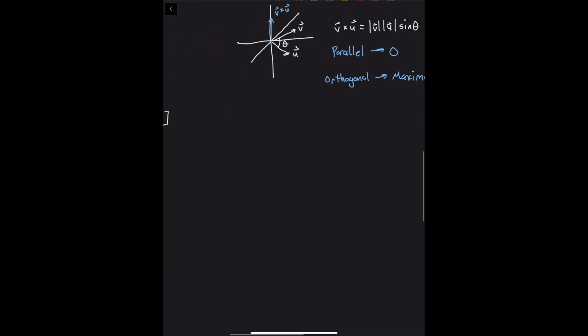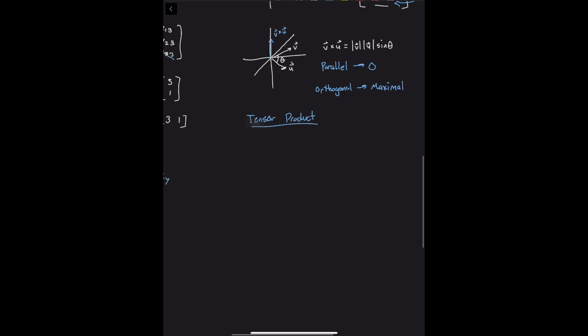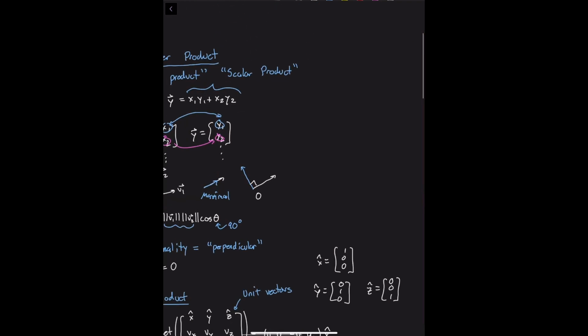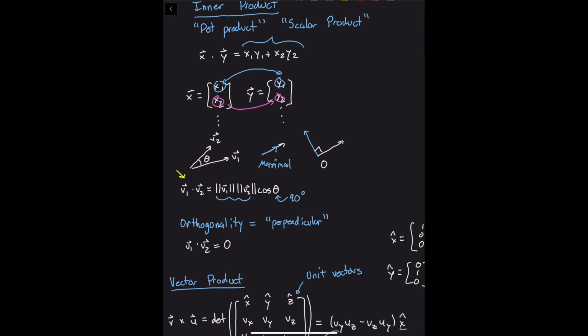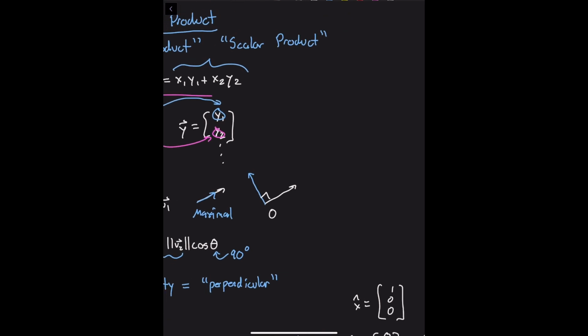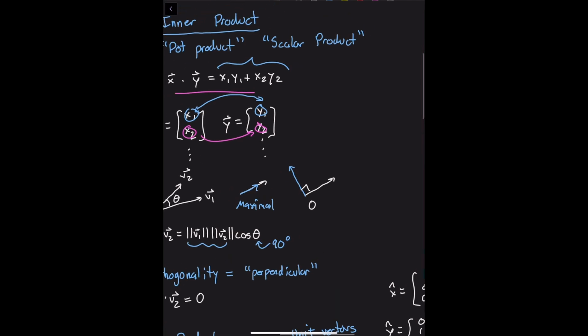Okay, one more product to go over regarding vectors, and that is the tensor product. So if we go back to dot products for a bit, that's why we kind of start with them, this property can also be expressed using matrices. So this is x dot y, right?